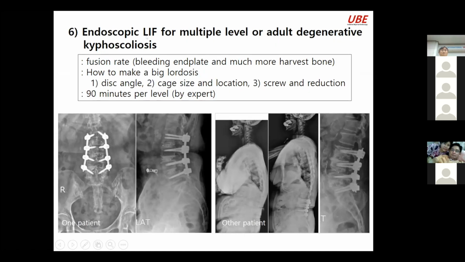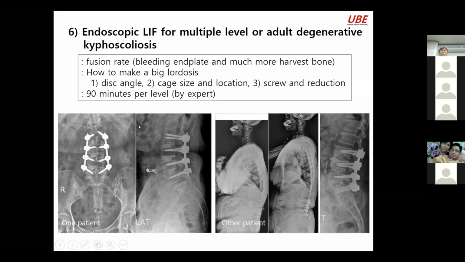Number 6, endoscopic lumbar interbody fusion for multiple level adult degenerative kyphosis. Almost all spine surgeons are concerned about fusion rate. To increase the fusion rate, bleeding the endplate and harvesting much more bone are important, as you know. But another important thing is getting a big lordosis. How to make a big lordosis? First, we must check the disc angle, cage size, location, and screw reduction.